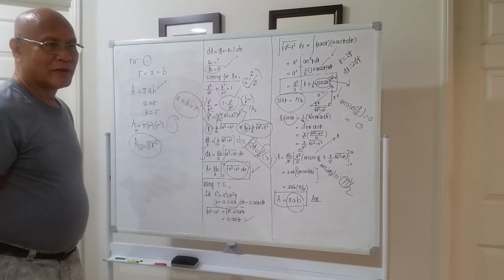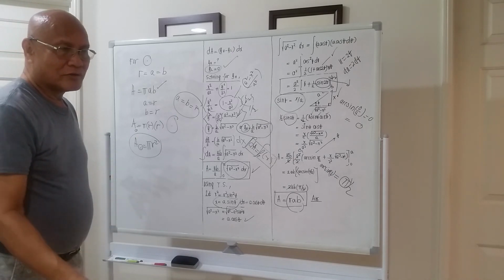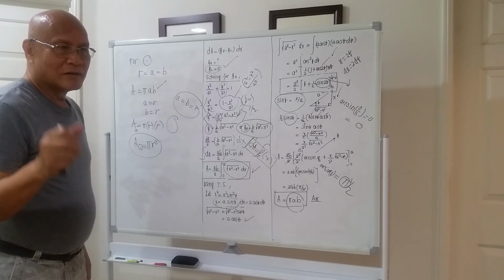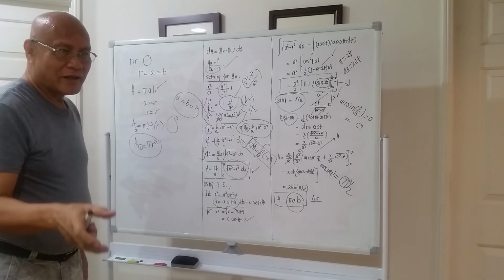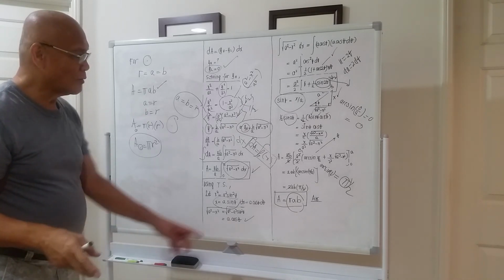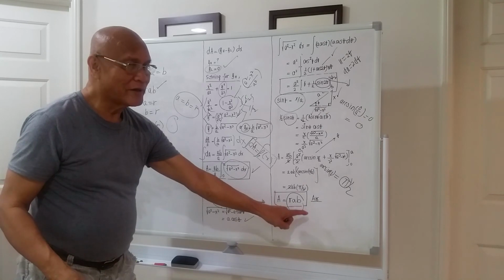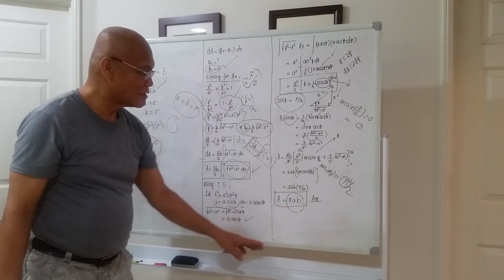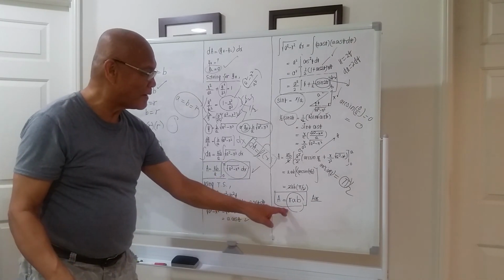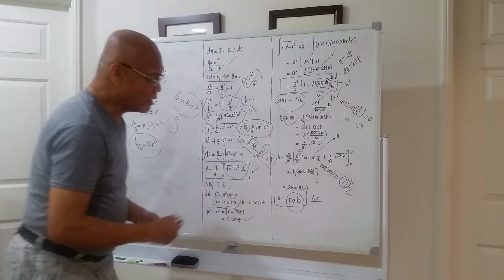Okay, guys? That's the derivation for the formula for taking the area of an ellipse as a function of the major axis and minor axis. I repeat it for the last time. Area for an ellipse will be pi ab, square units.